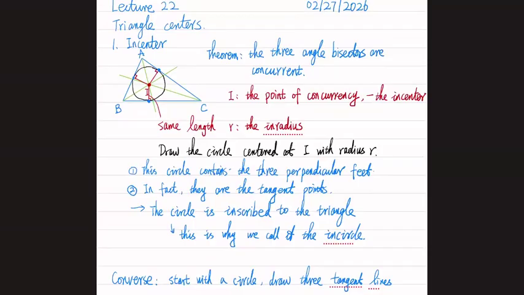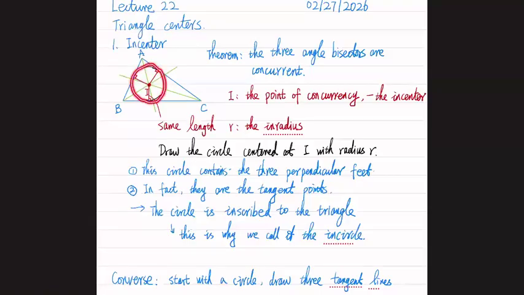So we start with a triangle. We draw the angle bisectors. We proved that they are concurrent, so they intersect at a common point. We call this point the incenter. We draw perpendicular lines from this point to the three sides. We show that these segments have the same length. So this is called the inradius.